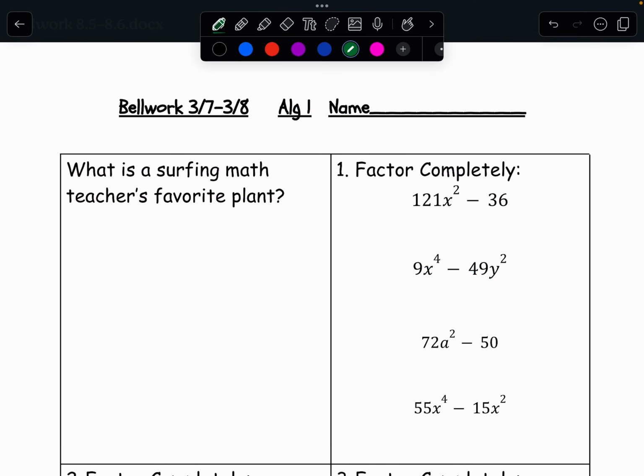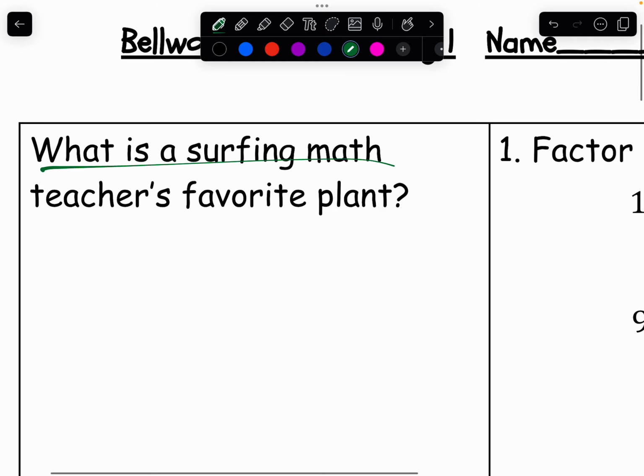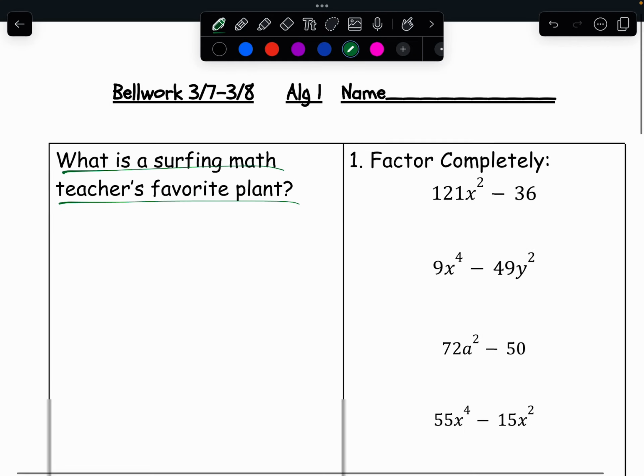Okay, so we're going to save the best for last, which is the joke here. Made it up myself, so look forward to that.